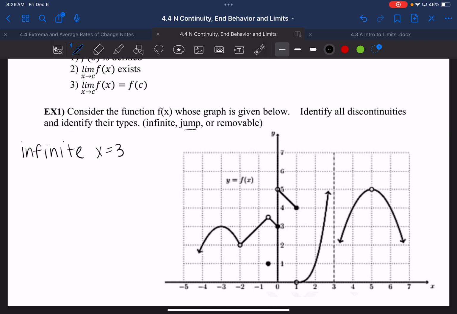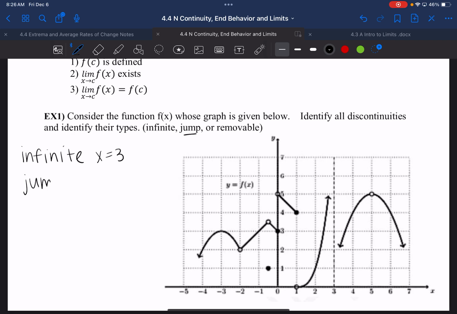All right, the next type that they listed we could have is a jump. Do you guys see anywhere we have a jump as a discontinuity?